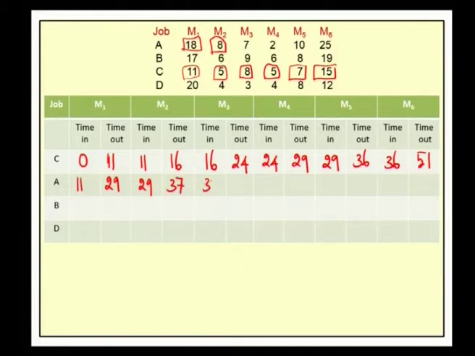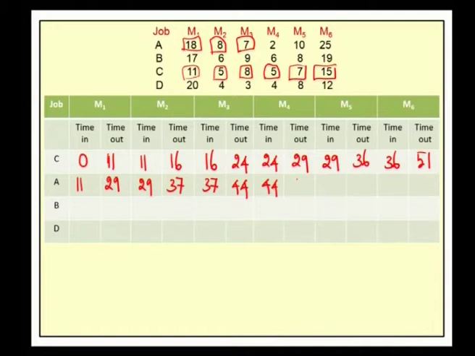Now, machine 3 starts its work at the 37th hour. In order to complete job A, it needs 7 hours. So, 37 plus 7 is 44 hours. The time out of machine 3 is 44 hours. Machine 4 starts its work at the 44th hour. It requires 2 hours to complete the job.